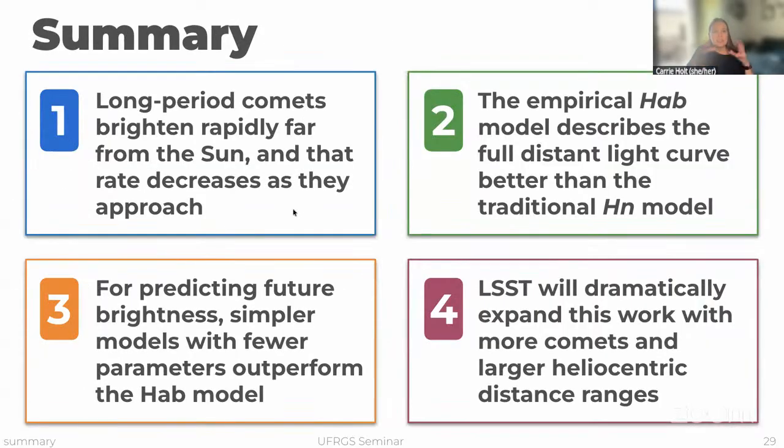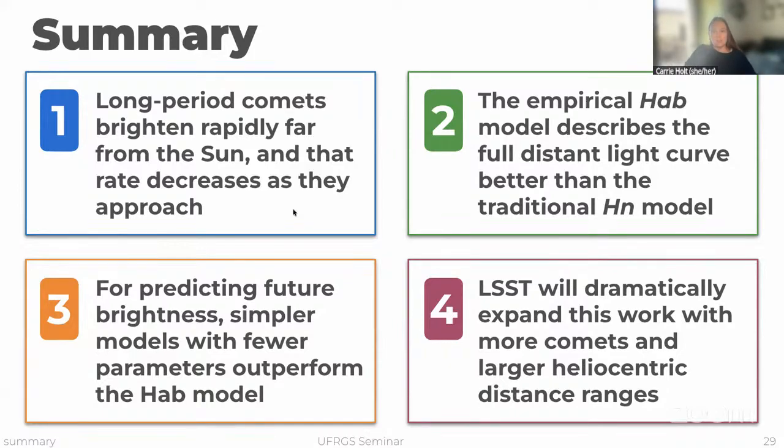So just to summarize, the main points that I want you to take away, that I hope you grasped, is that long period comets actually brighten more rapidly further from the sun, and their rate decreases as they approach. And this cannot be captured by a single constant activity index. So that traditional model does fail when it's applied across large distances.